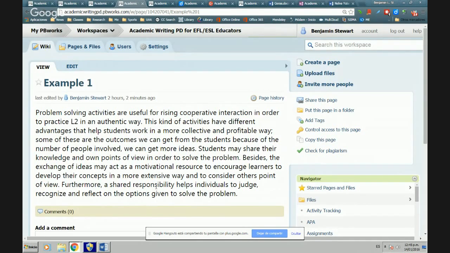Because I think instead of having the semicolon, I would use these kinds of activities that are referred to as very... Some of these are the outcomes we can get from students because of the number of things involved. I personally don't have a problem. We can get more ideas. It is like an explanation of.